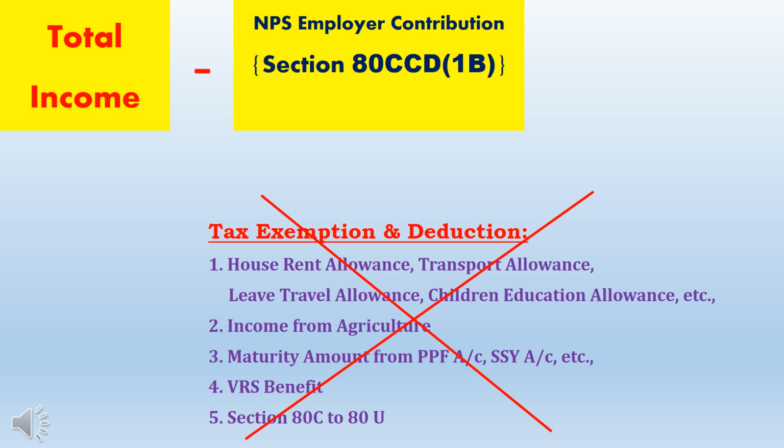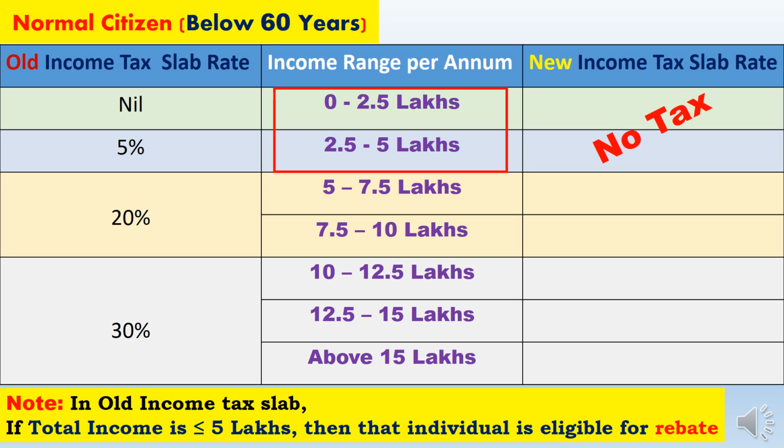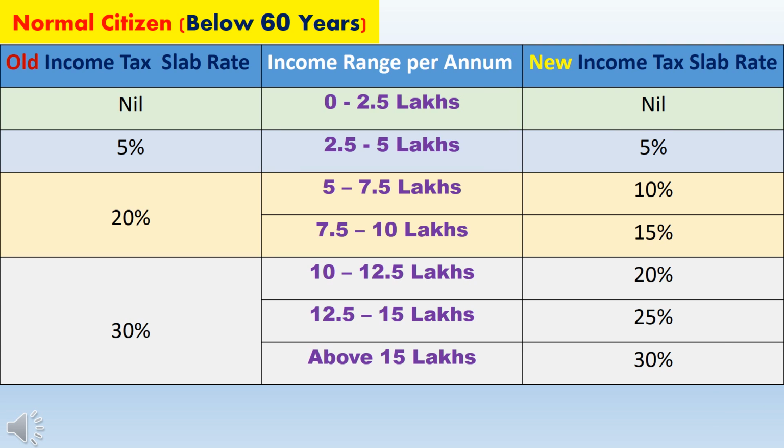Other than this, the government is giving very few tax exemptions, but that will not be suitable for most Indian citizens. In the new income tax slab also, if your total income is less than or equal to 5 lakhs, then you need not pay any tax to the government. And in the new income tax slab also, you are eligible for rebate. For a normal citizen, what is the tax rate according to the new income tax slab?